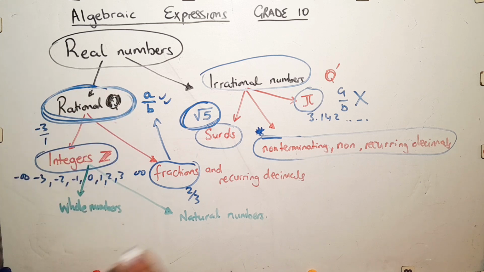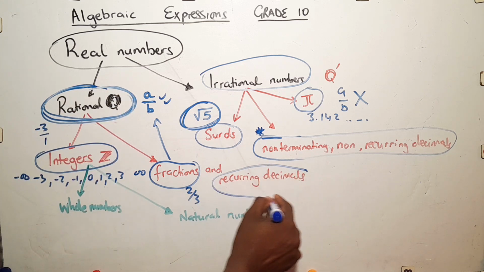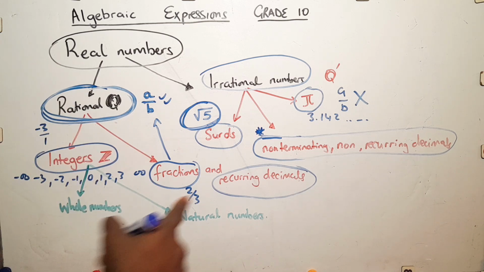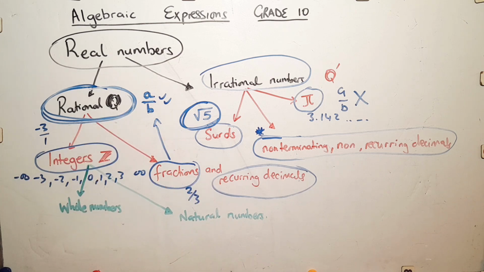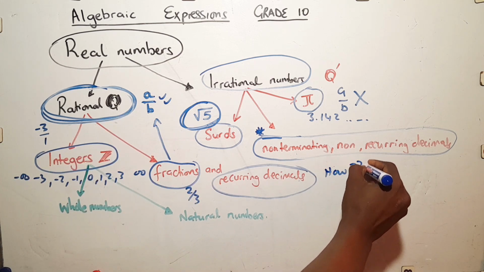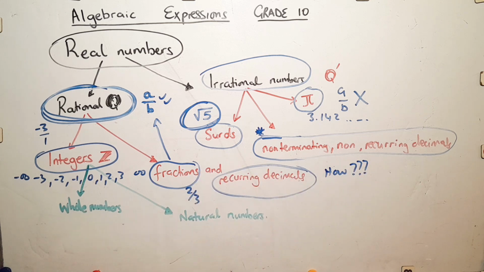So it's rational. And we also have recurring decimals. If you're having decimals with something that is recurring, that is continuing, that is coming back again and again, we can express this as a fraction. The how part, we are going to see how. I'm going to explain how you can express these recurring decimals as a fraction.